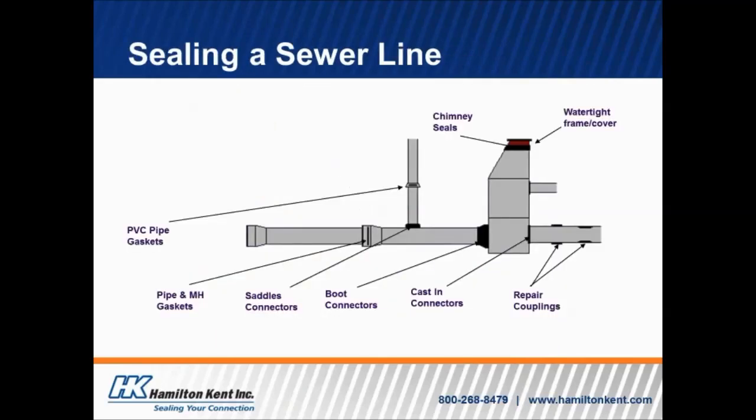So sealing a sewer line, you can see here, these are all the different types of sealing systems. Everything from the very top of the system, so you have a watertight manhole frame or chimney seals, a lot of different products there. Different types of pipe gaskets for different joints, as well as manhole joint gaskets. And then you have the different connectors. You have saddle connectors, boot connectors, casting connectors, and that's what we're really going to be focusing on today. These are all different products that we're involved in and are available on the market.